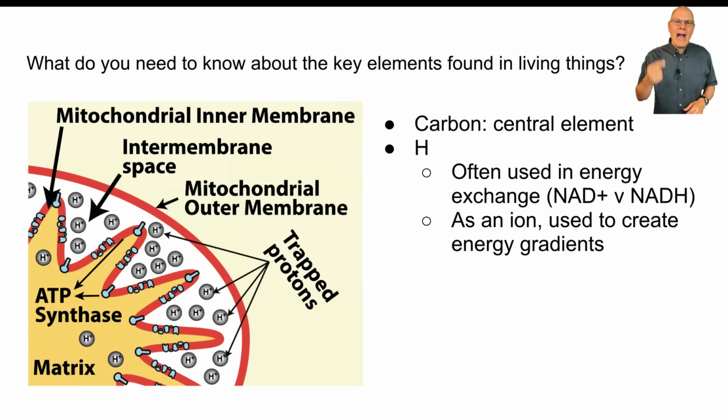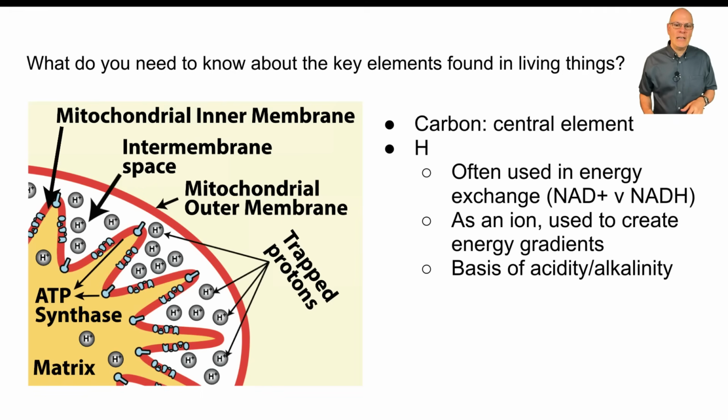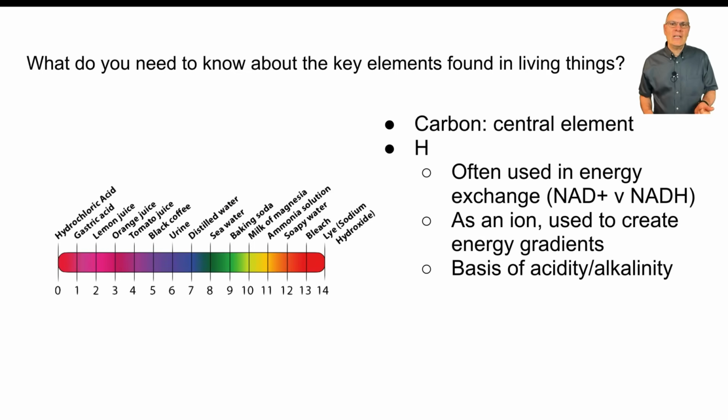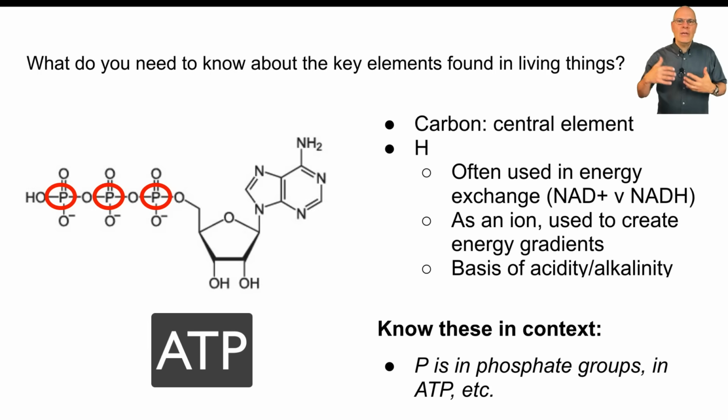And also, hydrogen as an ion, a hydrogen ion, a proton, is often pumped around to create energy gradients. It's very important in the synthesis of ATP. It's the basis of acidity and alkalinity, which we just talked about. But the main thing is to know about these atoms in context. Phosphorus is in phosphate groups, which is found in ATP. That's the kind of interconnected cross-topic knowledge that you want to have for success in AP Bio.